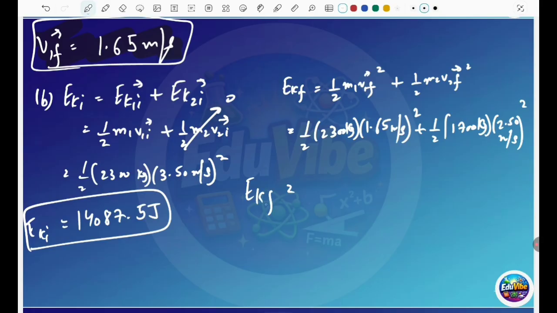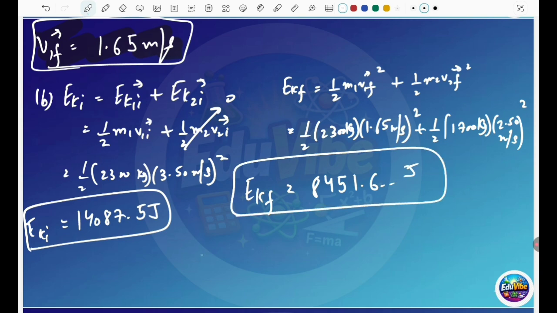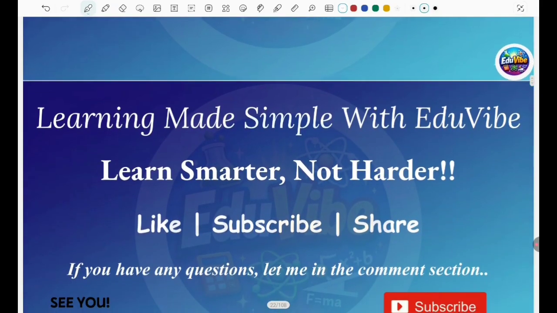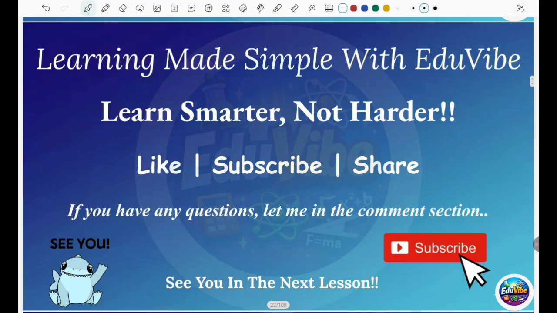When you calculate this, you will get about 8451.6 joules. So in this case, the EKI is not equal to EKF. Hence, this is an inelastic collision. And we proved that. That's all we have to cover in the momentum and impulse one shot.